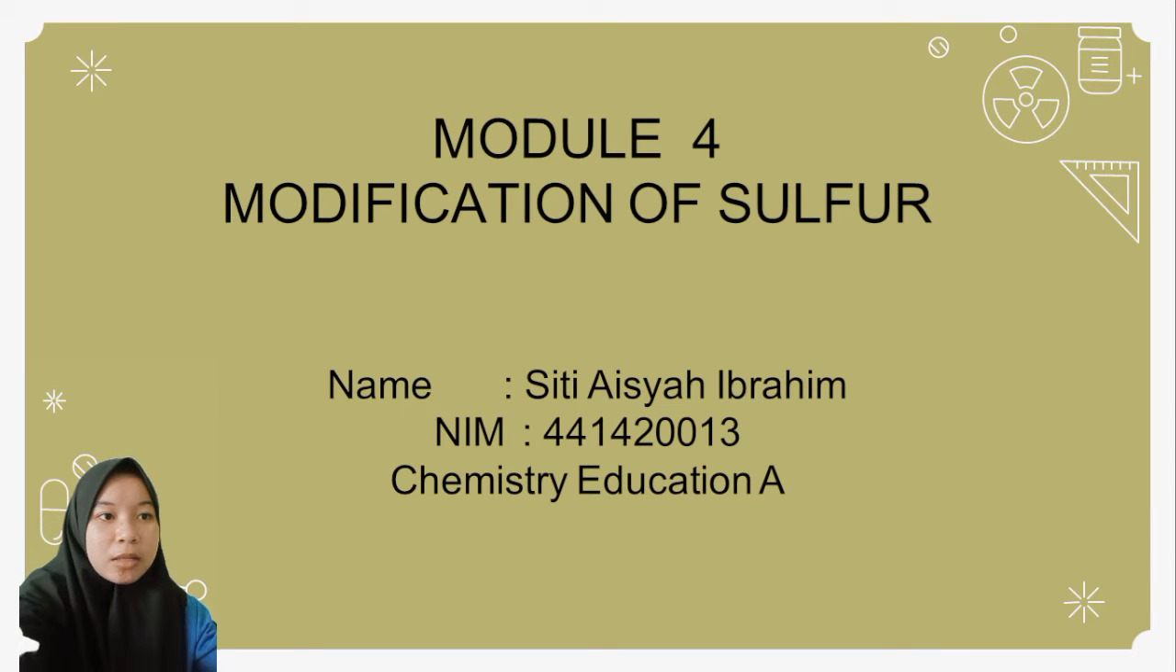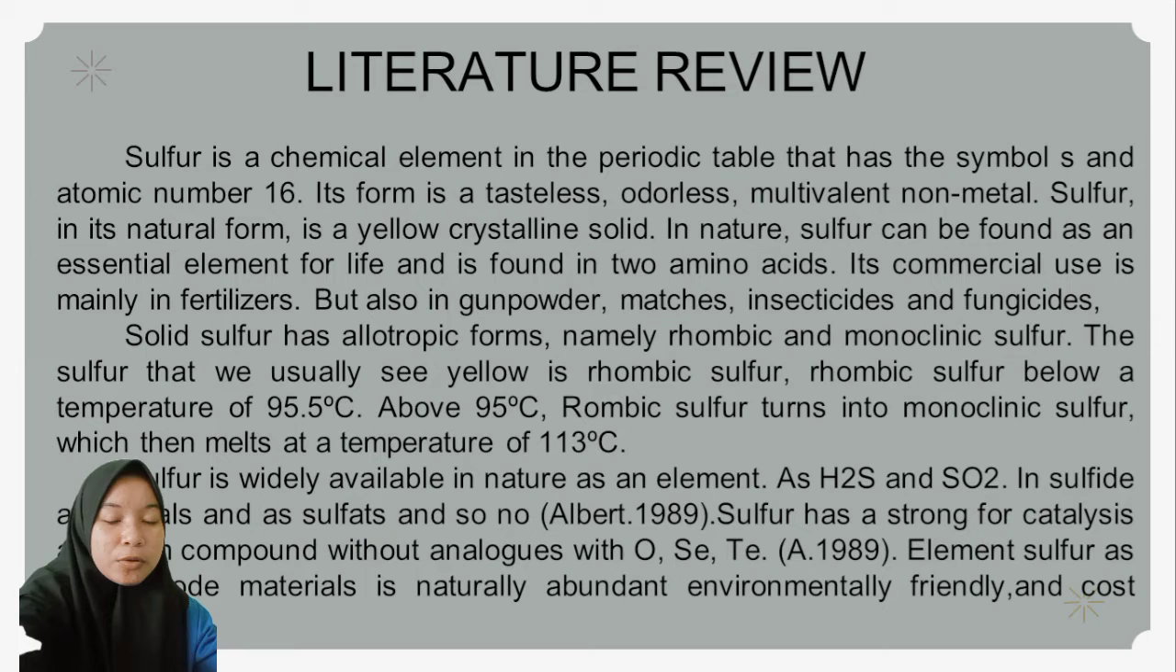Module 4: Modification of Sulfur. Literature review: sulfur is a chemical element in the periodic table with the symbol S and atomic number 16. It is a tasteless, odorless, multivalent nonmetal. Sulfur in its natural form is a yellow crystalline solid.